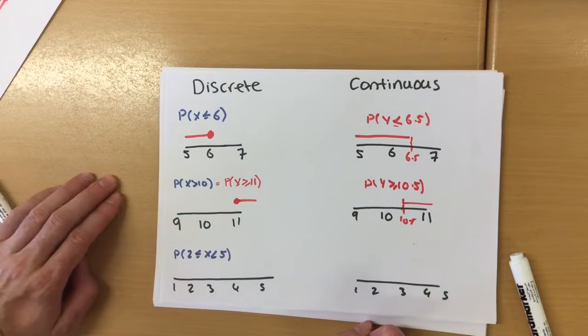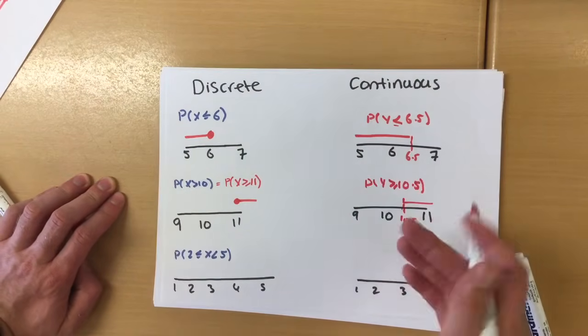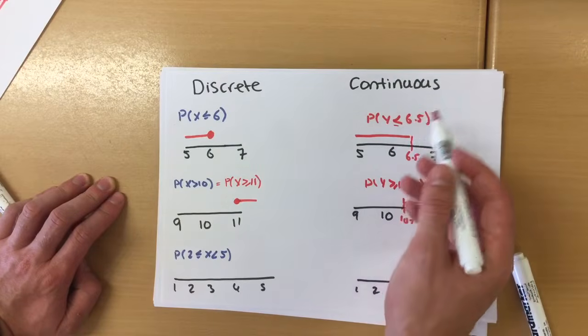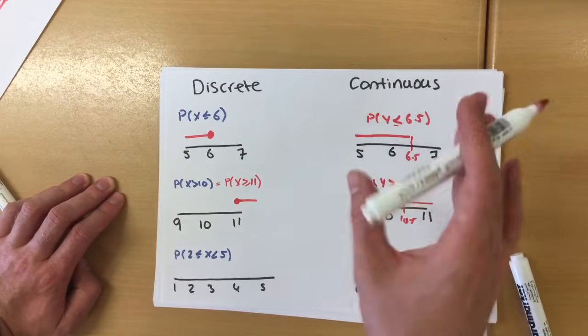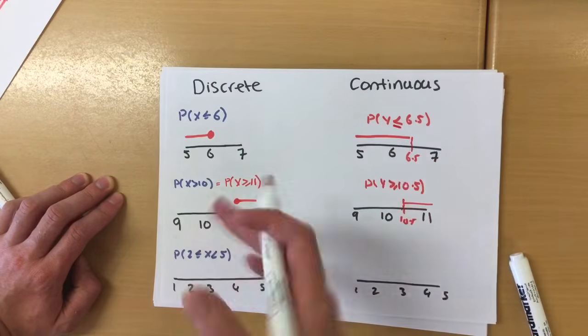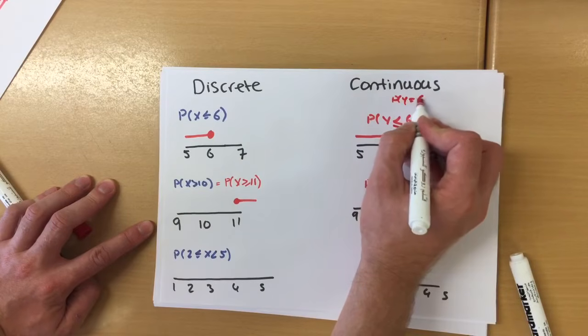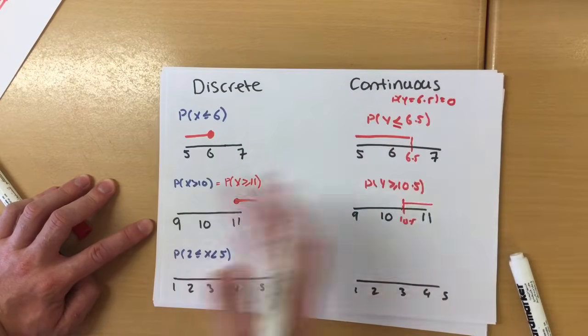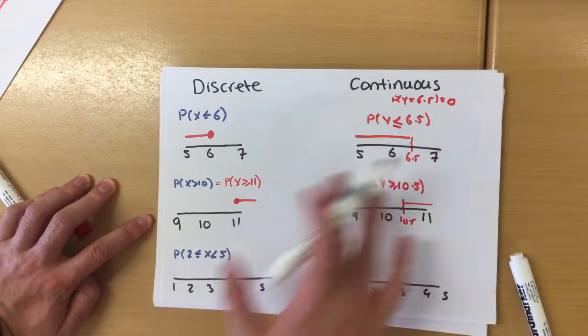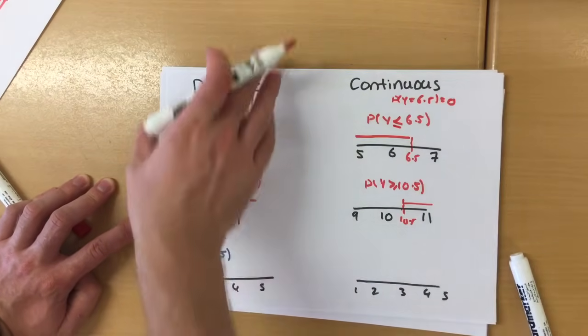Remember with continuous data, mathematically, 6.49 recurring forever is just 6.5. Also remember that if it's continuous, y equals 6.5 has a probability of 0. So don't get too caught up with a less than or equal to sign on the continuous side of it, but it is important on the discrete side.